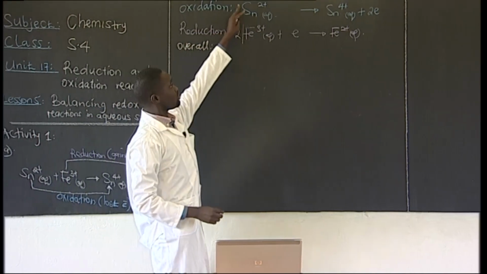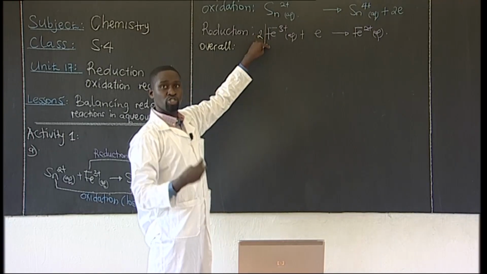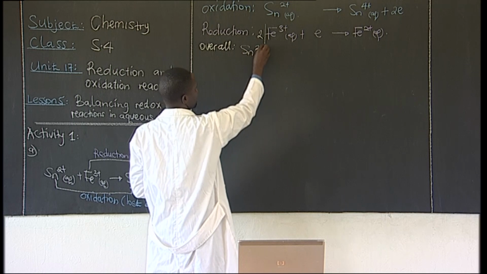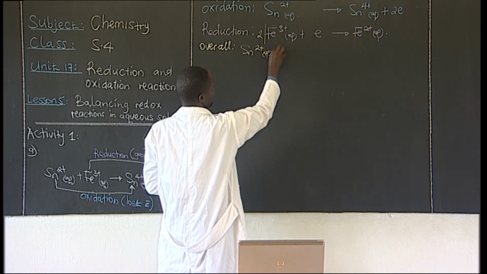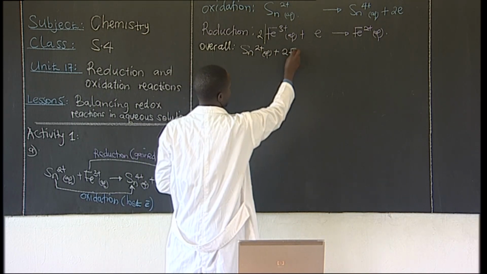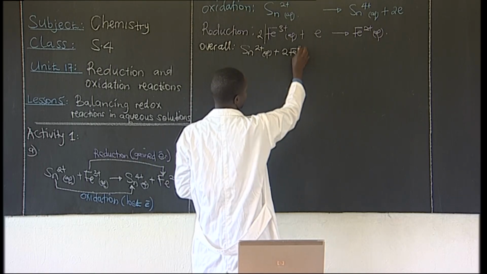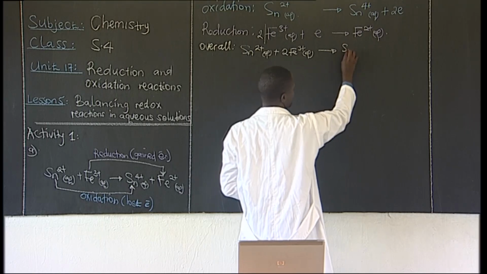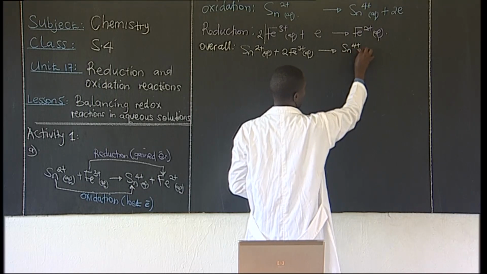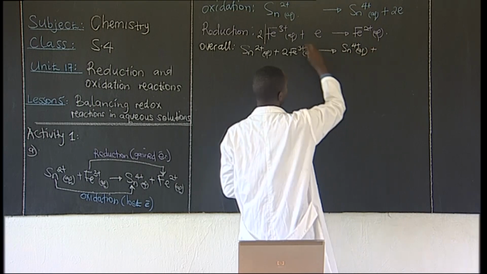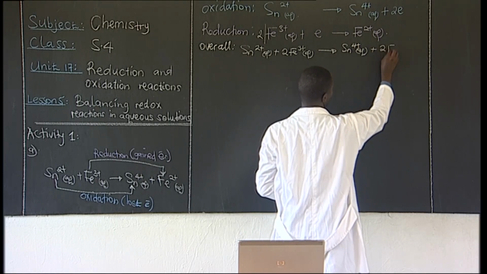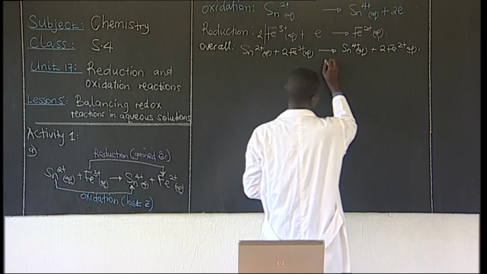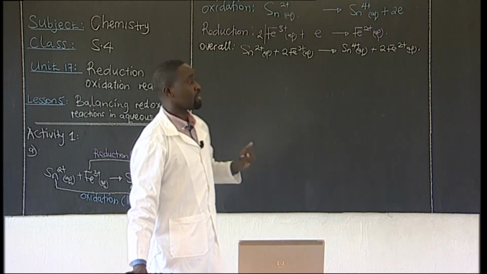we shall add these 2 reactions together. So we have tin 2 plus 2 iron 3 aqueous, giving us tin 4 in aqueous state, plus 2 iron 2 in aqueous state. So this is our first balanced equation.